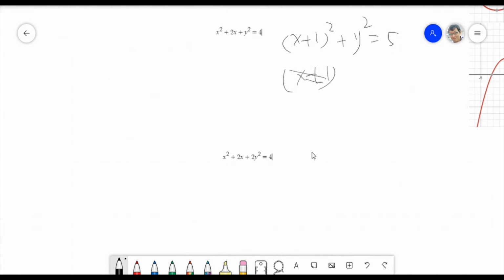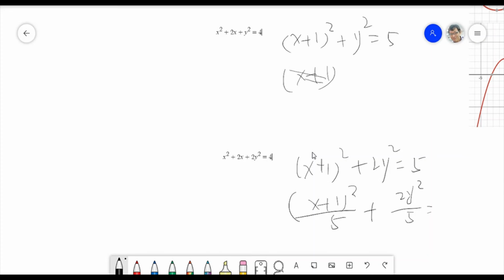So how about this one? Let's write it here. x plus 1 squared plus 2y squared equals 5. So we divide by 5: x plus 1 squared divided by 5 plus 2y squared divided by 5 equals 1. It looks like a circle, but in fact it's not, because the coefficient of y squared is 2, not 1. So it can be written as 5 over 2. The a and b are different, so this is an ellipse.